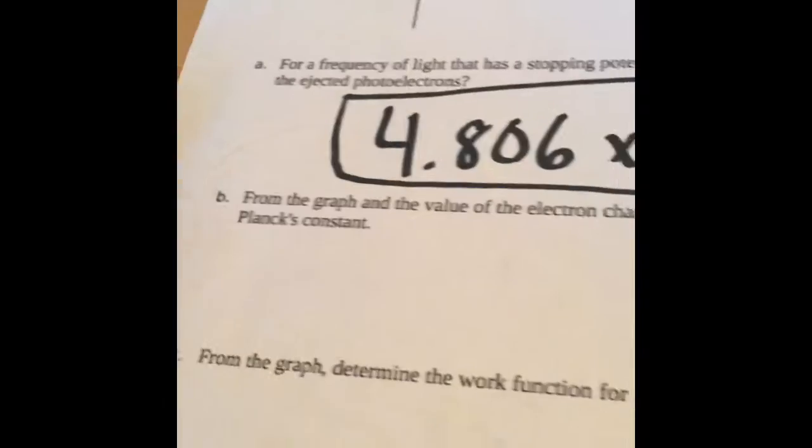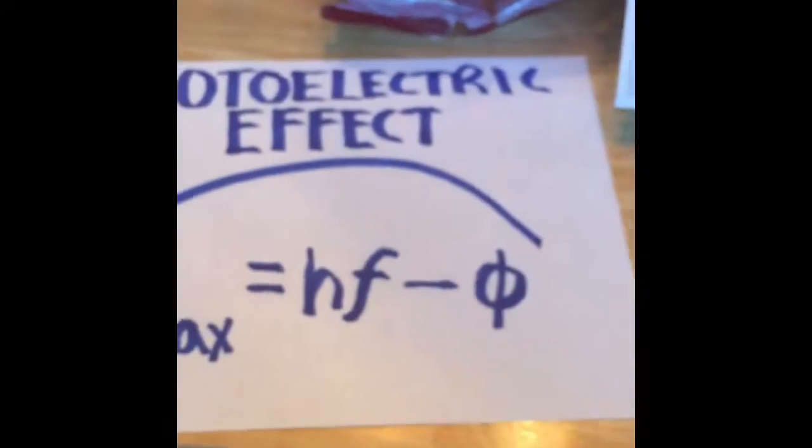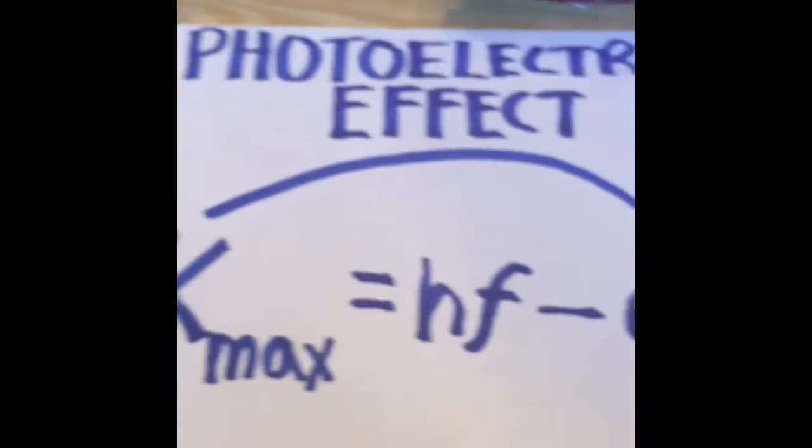So now we're on to part B, ladies and gentlemen. Let's dive right into it. So we already know that eV_s is a K max formula. And as we saw in the beginning of the video, we have the other K max formula: hf minus phi. The question says, from the graph and the value of the electron charge, which is 1.6 times 10 to the negative 19th, determine an experimental value for Planck's constant.